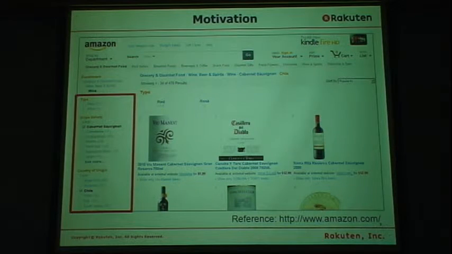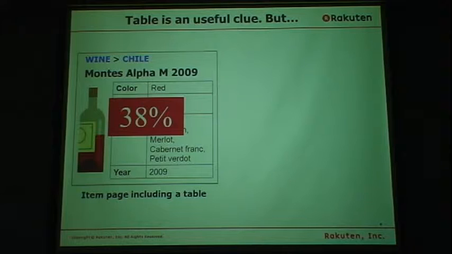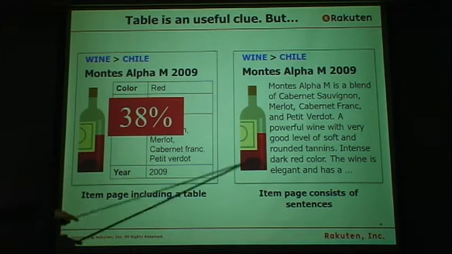So in order to realize this function, we need structured data. Unfortunately, most of the items in Rakuten Ichiba are not well organized. So that's why I'm working on this topic. Okay. You may think that structured data can be easily extracted from this kind of table data in Rakuten Ichiba. I think this idea is very good. But the ratio of pages including table data is very small. For example, according to our investigation, the ratio of such pages in one category is 38%. This means the remaining pages consist of only sentences like this. So we need an automatic methodology for extracting the product information from this kind of text data.